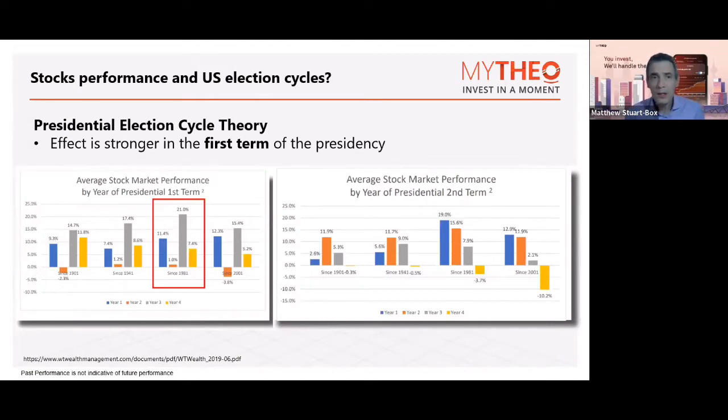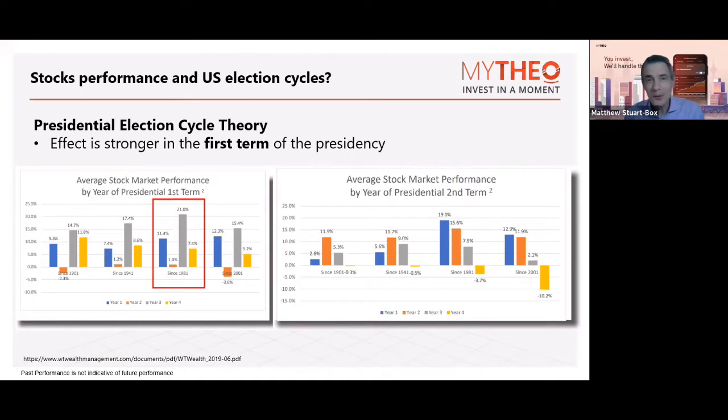And you can see for the first term, this year 3 outperformance is very strong. You look over the last 40 years, it's 20%, 21% average return of the S&P during the 3rd year of the presidency. Whereas if you look at presidents in their second term, there's lots of other things going on. They're perhaps winding down their presidency, turning into a bit of a lame duck, perhaps. And you see the effect is much weaker in the second term. It's just a sliding scale down. Yes. It's a bit scary, the second term, yes.